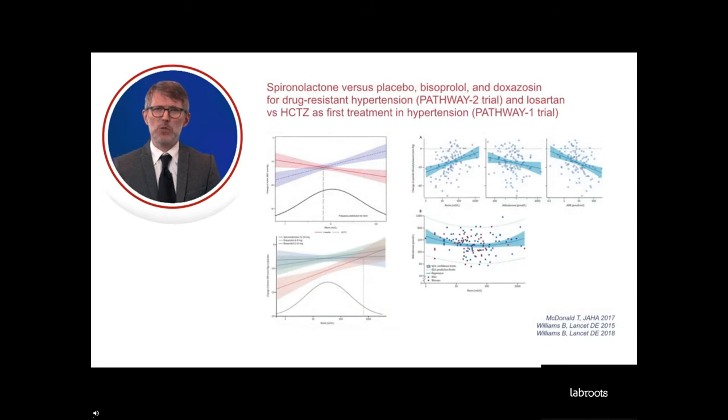But these were small studies that were not widely accepted by the scientific community and poorly applied by clinicians. However, the PATHWAY-2 trial clearly demonstrated that John Laragh was right. For example, you can see here that when patients are treated with losartan, if renin levels are low, the blood pressure response is poor. When renin is high, the blood pressure response is much better.